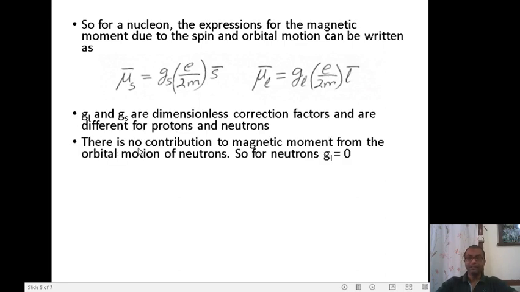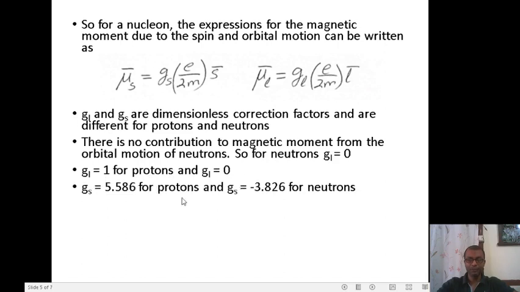So as we have discussed, there is no contribution to magnetic moment from the orbital motion of neutrons. So for the neutrons, Gl will be equal to 0. However, Gl is equal to 1 for the protons. Sorry, there is a typing error here. Gl is equal to 1 for the protons and Gl is equal to 0 for the neutrons. Gs, on the other hand, is 5.586 for the protons and Gs is equal to minus 3.826 for the neutrons.